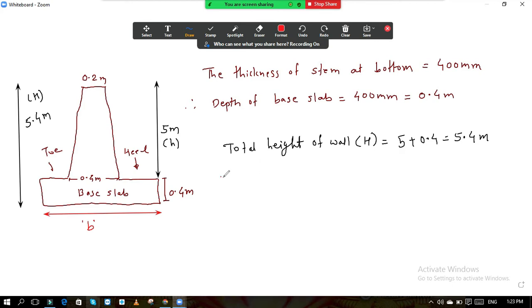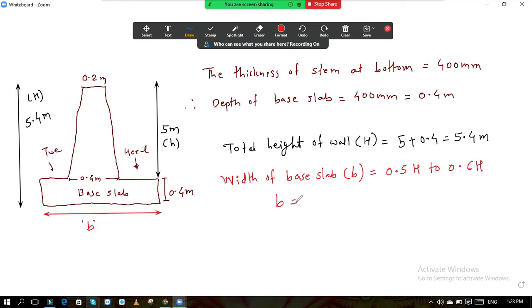So I will write here width of base slab, B is equal to. It is taken in between 0.5 H to 0.6 H, where capital H is the total height. So the width of this base slab is taken in between 0.5H to 0.6H.